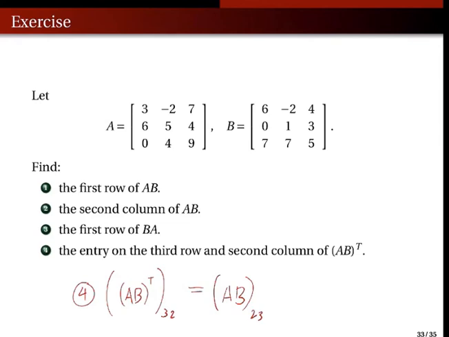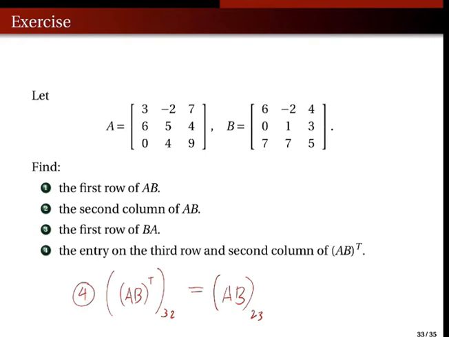Okay? So what does this mean? You now have your AB and you want the entry 2, 3. Meaning, you have to use the second row of A, multiply it to the third column of B. And that will be the answer to problem 4.